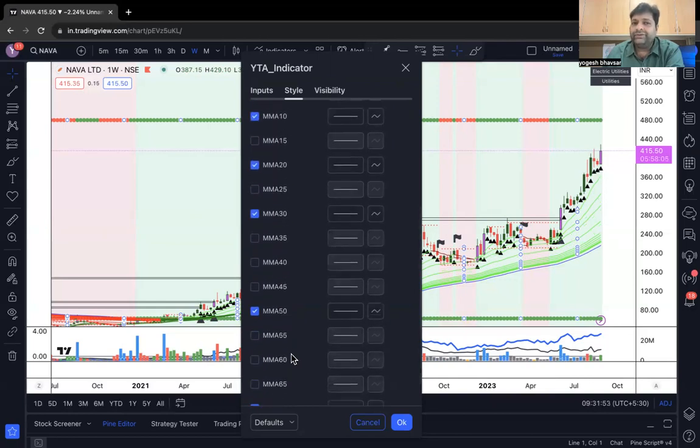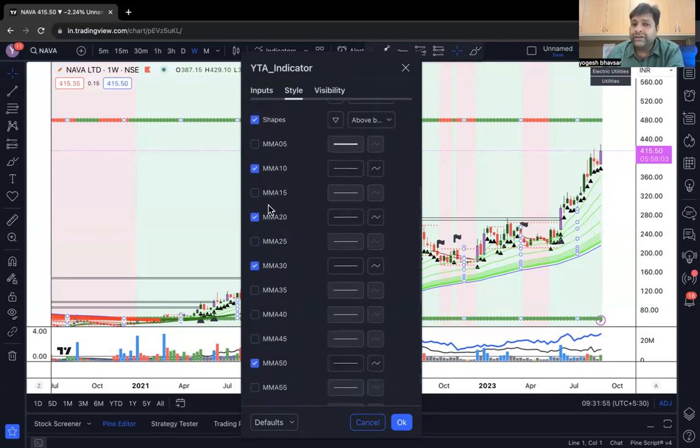Okay. Now, if someone says, no, I do not even need 10 also, you can just untick this. So it depends upon what kind of a trader you are. If you want to keep all of them, you can keep. If you do not want to keep all of them, depending upon your eye coordination and everything, what you are personally using, I have given you the options. Okay. So I will personally use 10. So I will keep it.